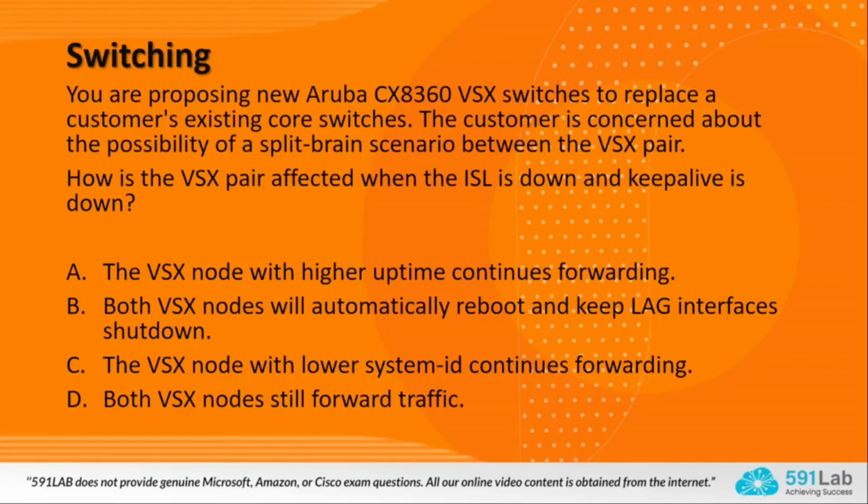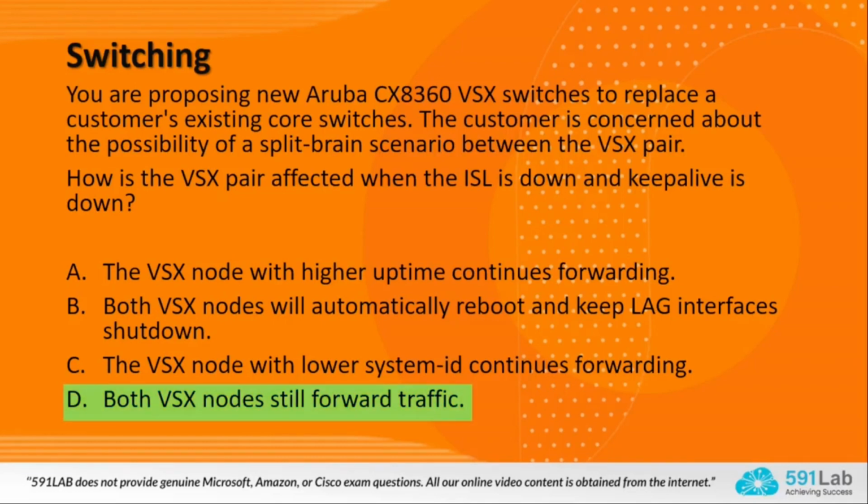Option D, both VSX nodes still forward traffic. Yes, that's what the document says. In the split brain scenario with the ISL down and keepalive down, all the leg ports stay up, so both VSX nodes are forwarding traffic. So this is correct. The correct answer is option D.